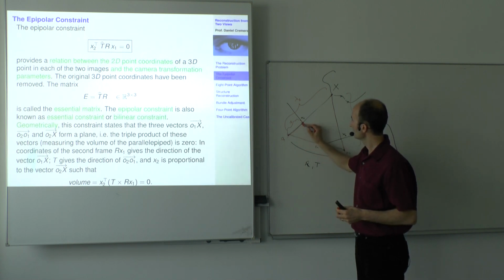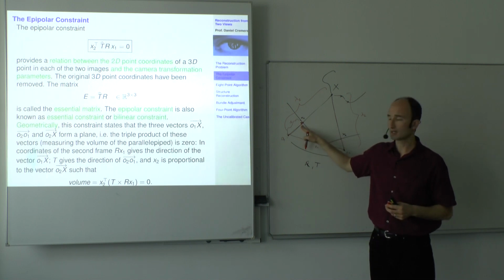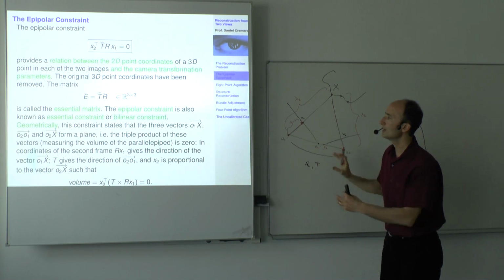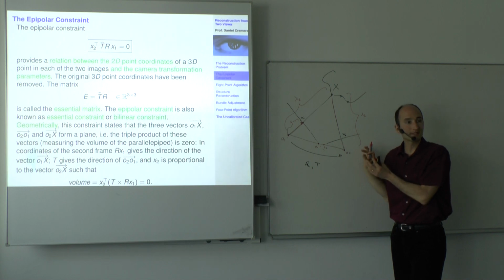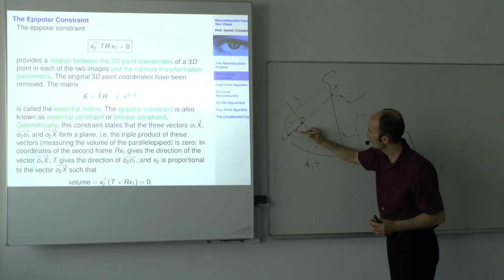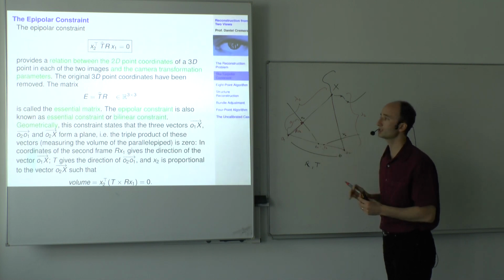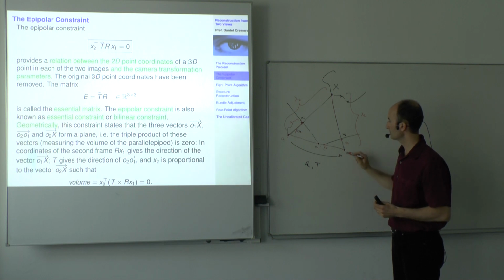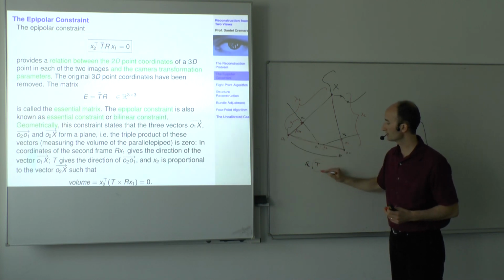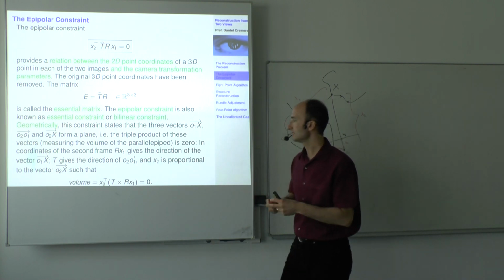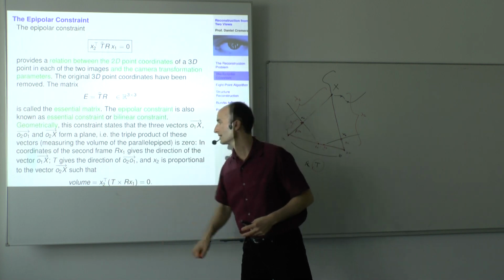This vector here is x1, right? Here is little x1, so this vector is the vector x1. Here we have 0. Now, assume we put ourselves in the coordinate system of the second camera. Then this vector, seen from the second camera, has the coordinates R times x1, because I had a rotation here. This vector has the coordinates x2 in the second camera, and this vector is proportional to the translation T, right? And so the volume spanned by these three vectors is nothing but this triple product T cross Rx1 times x2.